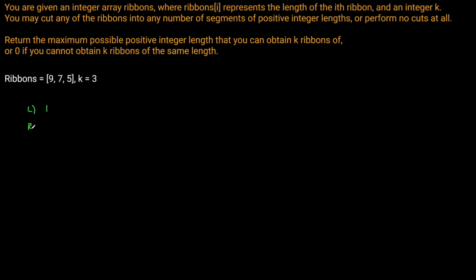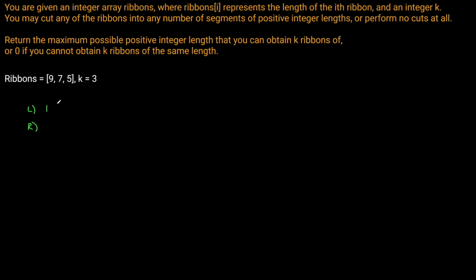Well, what's our right boundary? Say we chose 10 as our right boundary. Could we cut 9 into 10? No, we couldn't do that for 7, and we couldn't do that for 5. What would end up happening if we chose 10 is that we would simply not make a cut at all, right? If it's greater than the current length, then we can't make any cut. So what this means is that there's no point in choosing a maximum cut length greater than whatever the maximum of our array is.